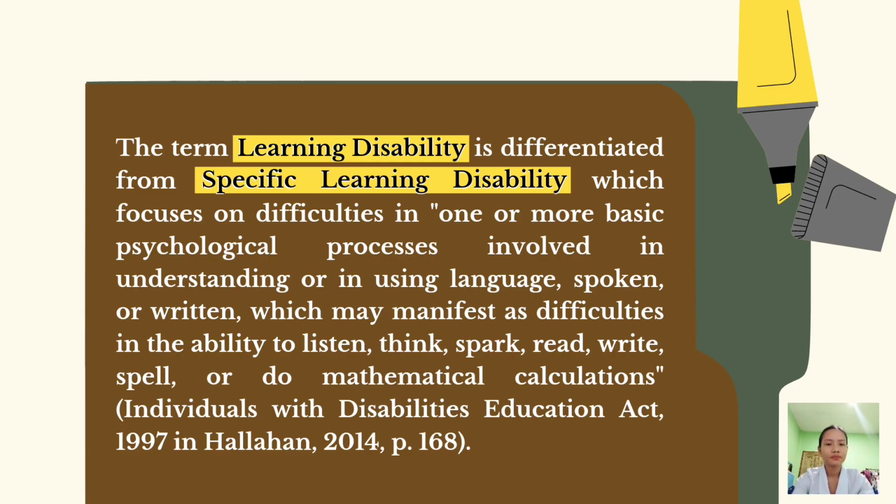Let's move on. The term learning disability is differentiated from specific learning disability because learning disability focuses on difficulties in one or more basic psychological processes involved in understanding or in using language, spoken or written, which may manifest as difficulties in the ability to listen, think, speak, read, write, spell, or do mathematical calculations. That's according to the Individuals with Disabilities Education Act 1997 in Hallahan 2014.